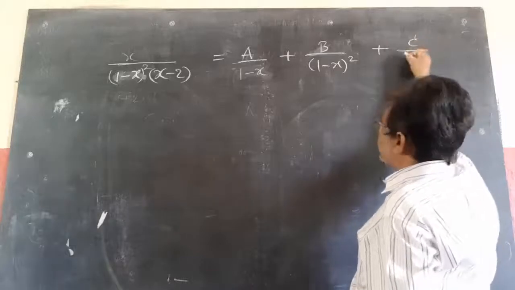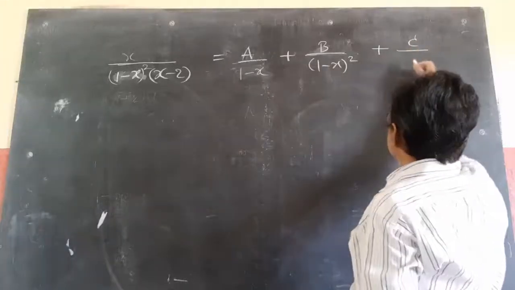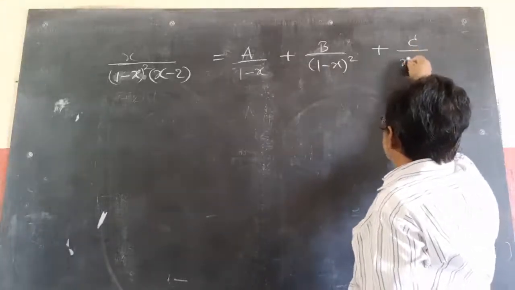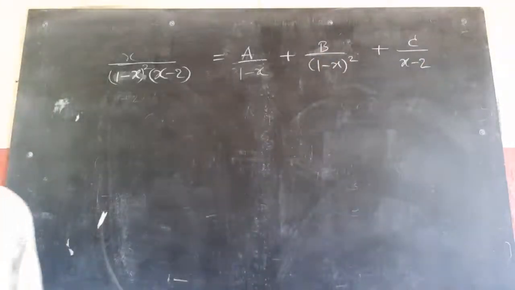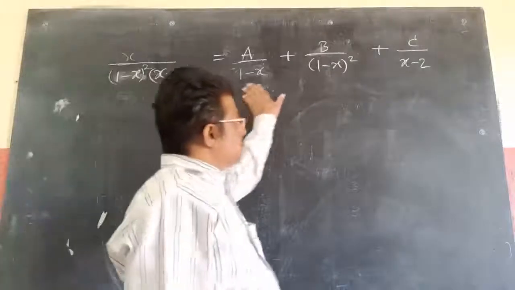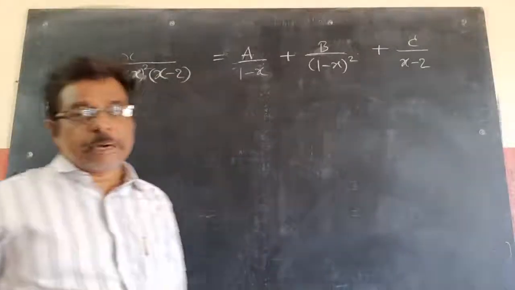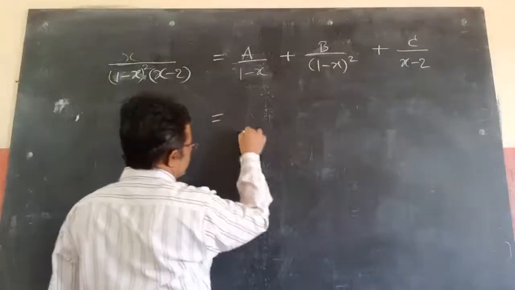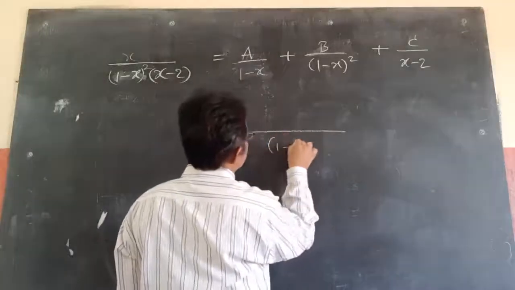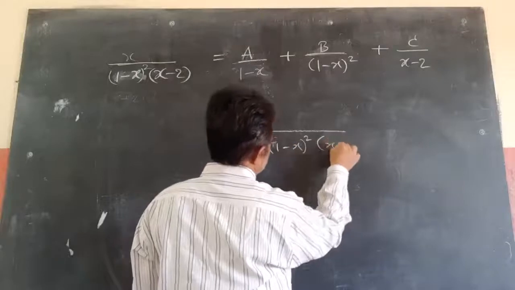This anyhow whole square is not there. Actually I need 2 minus x. So I will keep x minus 2 and the last I will change, no problem. So coming to here, this is how I can write in the partial fractions. Now I need to find the A, B, C values. So our usual method, LCM is 1 minus x whole square into x minus 2.